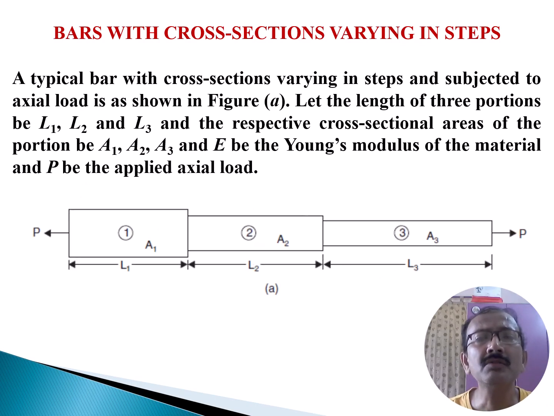A typical bar with cross section varying in steps and subjected to axial load is shown in this figure A. Let the lengths of the three portions be L1, L2 and L3 and the respective cross-sectional areas be A1, A2 and A3, E be the Young modulus of the material and P be the applied axial load. So in this diagram there is a bar of varying length and varying cross section. The applied load P is applied at the end of the bar.